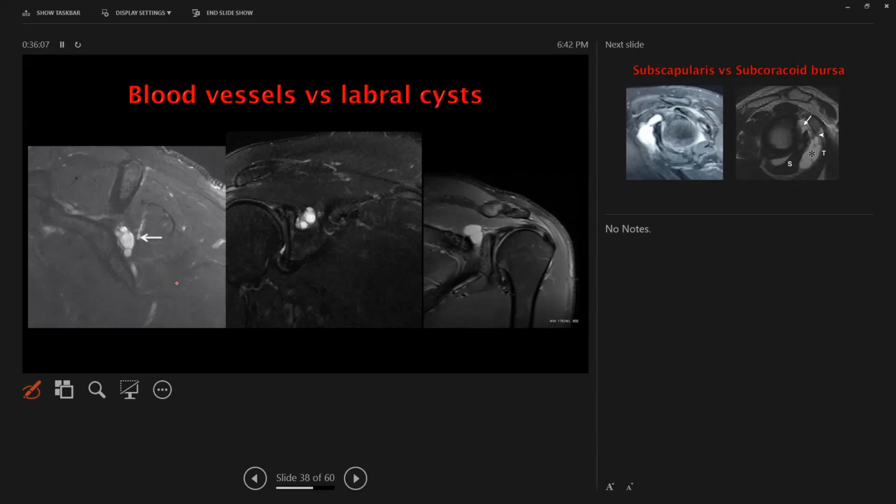Basically, you follow the blood vessels up and down, and you can see that they lead into other vessels. The other thing is, in this patient, you can see that there is a labral tear, and you can see this paralabral cyst tracking into the labrum or towards the joint. The blood vessels, you won't see them tracking into the joint, but a paralabral cyst, you can follow into the joint.